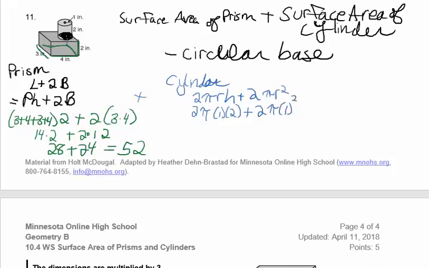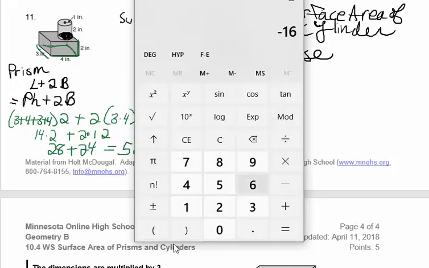So this is going to simplify a lot. We have 2 pi times 1 times 2, that is 4, so I have 4 pi, plus 1 squared is 1, so plus 2 pi. That equals 6 pi, and since we're going to be adding these two together, I do need to know what that is as a decimal. So 6 times pi equals approximately 18.849. I'm going to round that to 18.85.